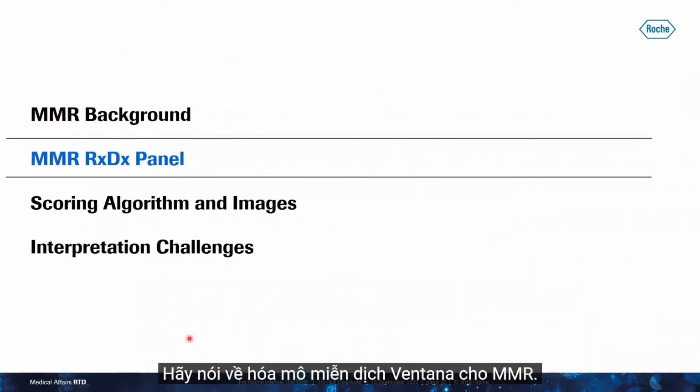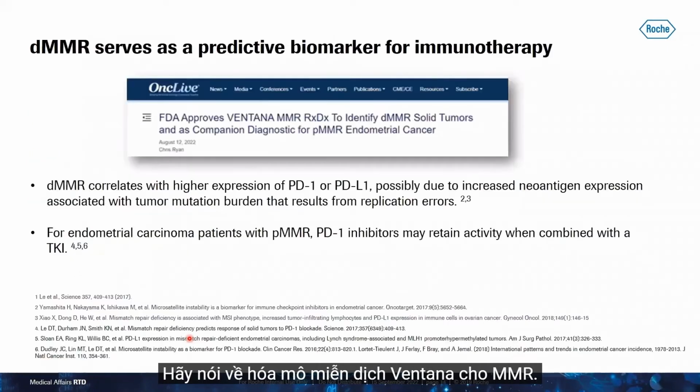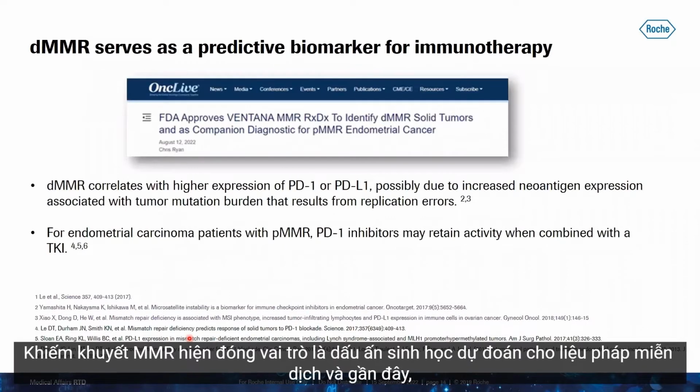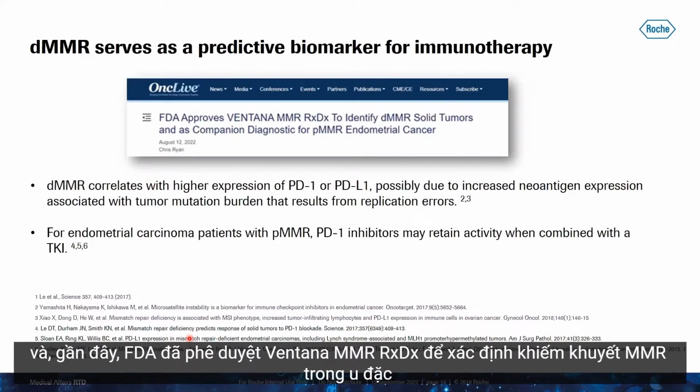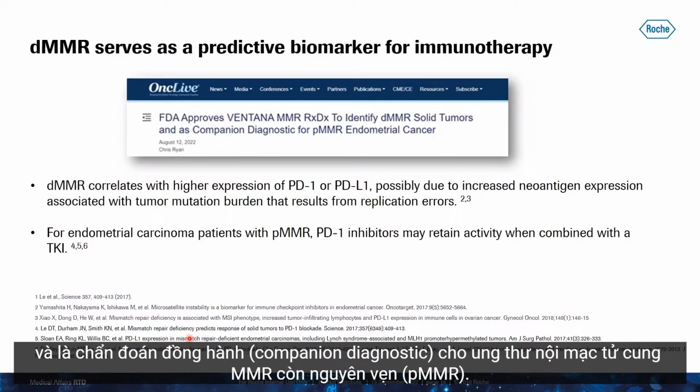Let's talk about Ventana immunohistochemistry for MMR. So deficient MMR now serves as a predictive biomarker for immunotherapy. And very recently, the FDA has approved Ventana MMR RxDX to identify deficient MMR in solid tumors and as a companion diagnostic for proficient MMR endometrial cancer.